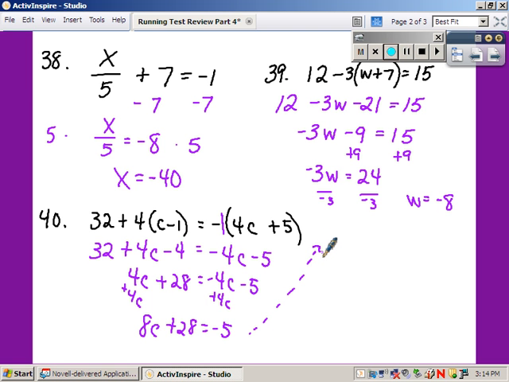So in this case, I'm just going to rewrite it real quick. I'm going to subtract the 28 because I want the variable term by itself. That's 8c. And now we have negative 5 minus 28. So that's negative 33. And finally, to get the variable by itself, I'm just going to divide by 8 on both sides.